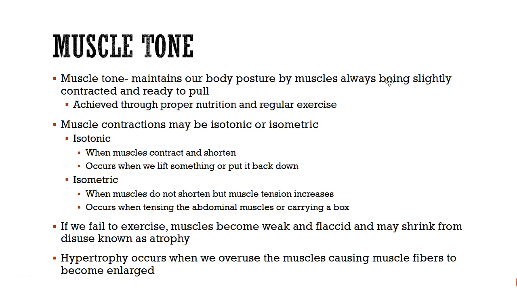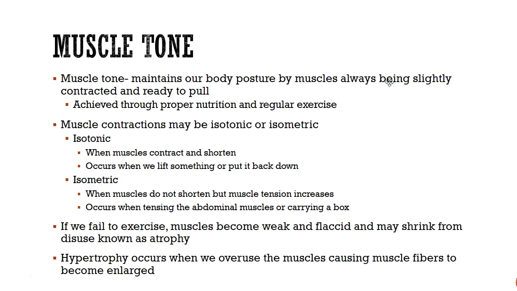Isotonic is when muscles contract and shorten and pull on a bone and move that bone, and it occurs when we lift something or put it back down. Isometric contractions occur when the muscle does not shorten, but muscle tension increases. And this would be true if we're carrying a box and we're trying to hold it in place.